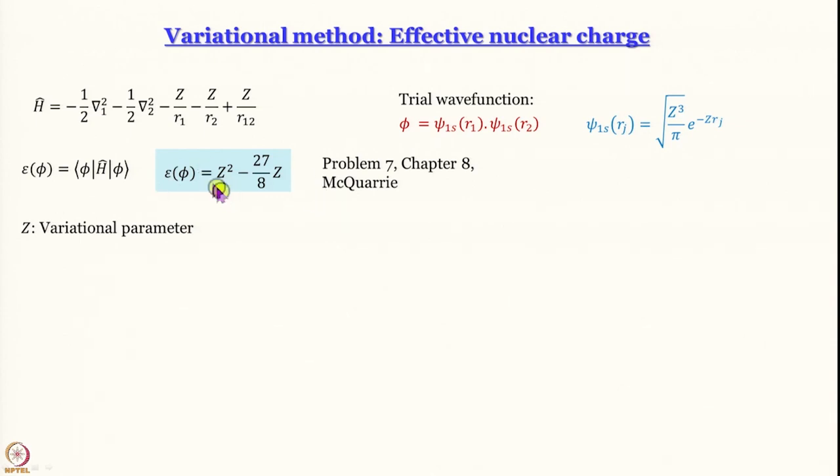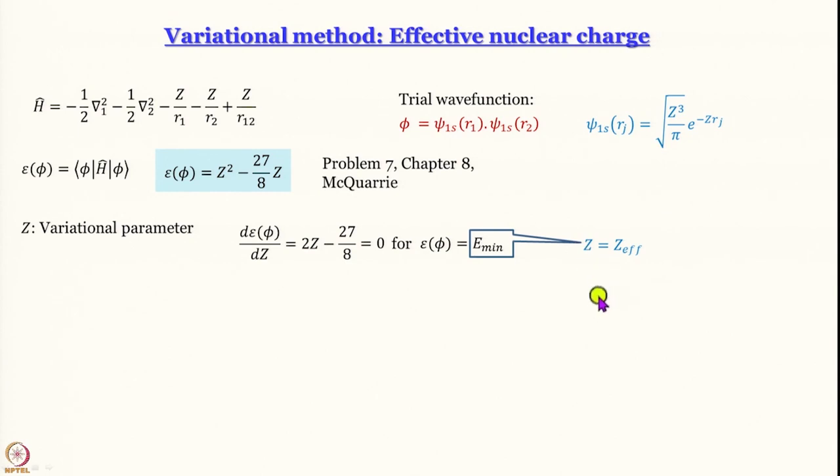So, what is the next thing to do? I want to find the minimum of the functional epsilon. So, I have to take the first derivative with respect to z and equate it to 0. What is the first derivative? 2z minus 27 by 8, right. First derivative of epsilon with respect to z is 2z minus 27 by 8, very easy, and that is going to be equal to 0 for us to get the minimum value of the functional epsilon. As you have said, that would be the upper limit of the energy calculated for the system. And correspondingly, the z value for which the minimum is obtained is going to be z effective.